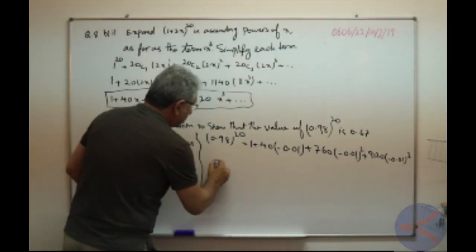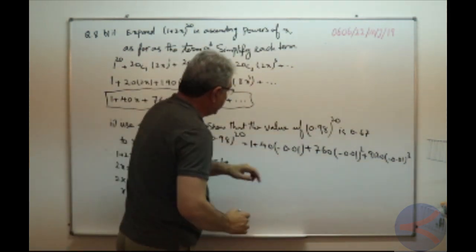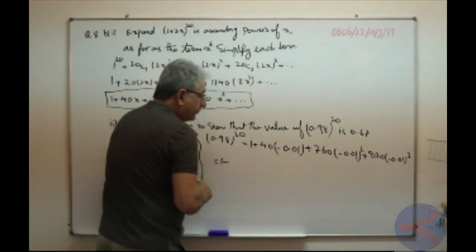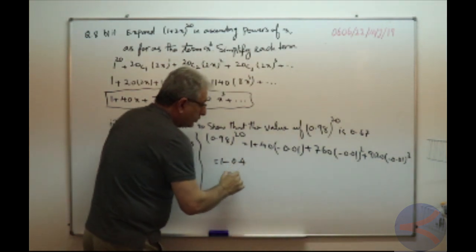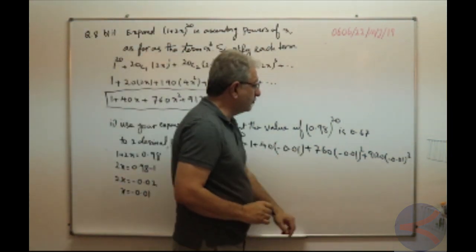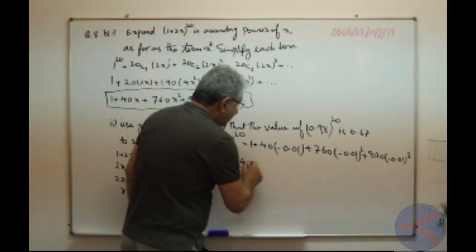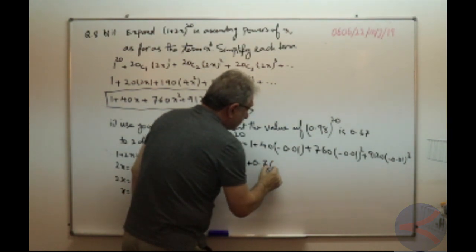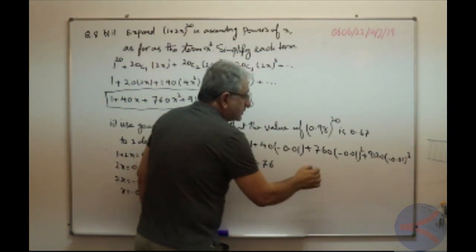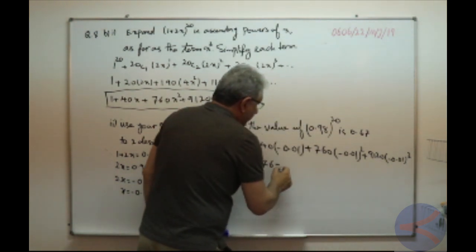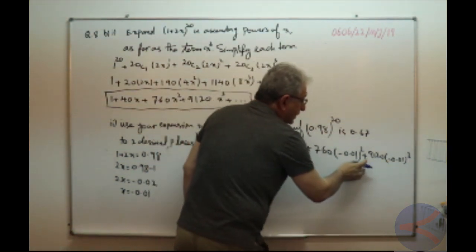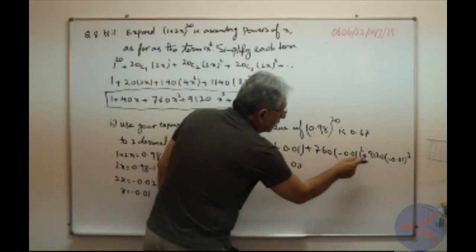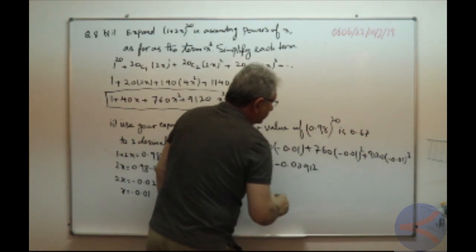Now this is 1 plus 40 times a negative, therefore the answer here will be negative 0.4. Now here this to the power of 2 will be positive, therefore this will be plus. This is 4 decimal places, therefore this will be 0.076. Then the power of 3 is negative, 6 decimal places, therefore you can write negative 0.00912.